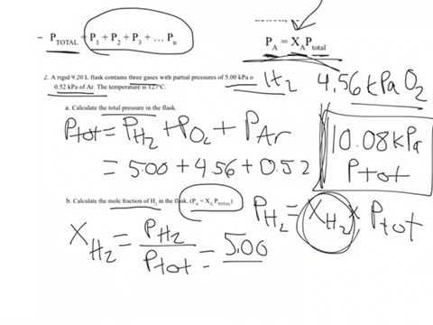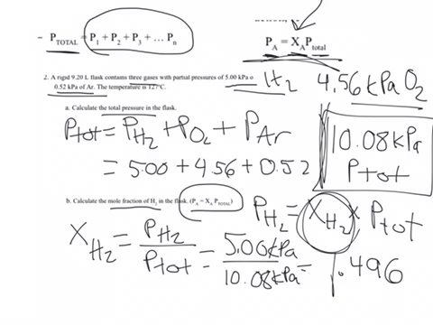And that's just rearranging the equation to solve for mole fraction. So it is 5 kilopascals divided by 10.08 kilopascals to get a mole fraction of 0.496. And that is Dalton's law of partial pressure.